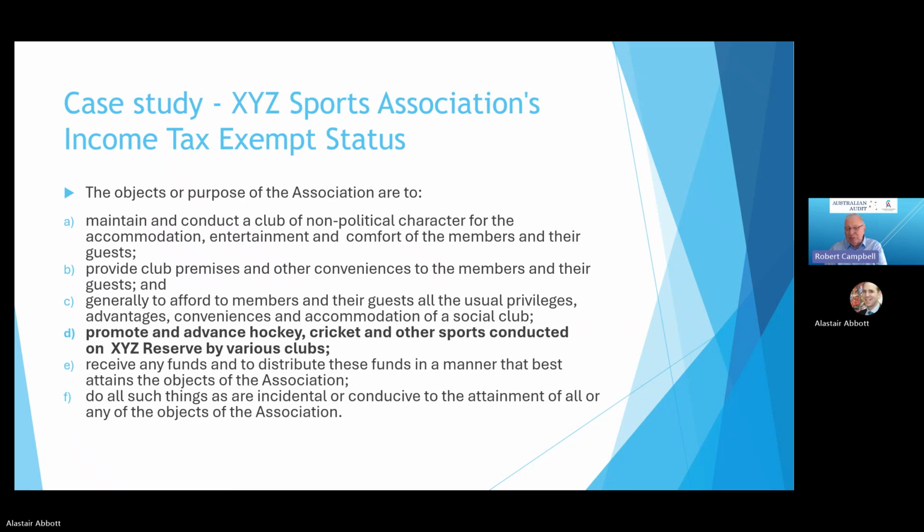In fact, ahead of your sporting priority is C, generally to afford members and guests all the usual privileges, advantages, conveniences, and accommodation of a social club. So you see the problem there. If their main purpose is as a sports association, then the Constitution does not show that. And this will lead to an amendment of the Constitution before the submission of your income tax exempt form. Next slide, please, Al.